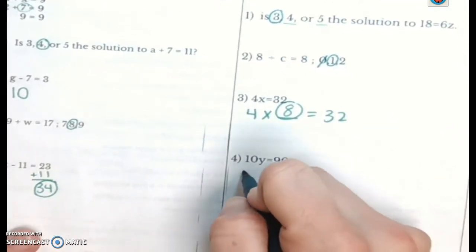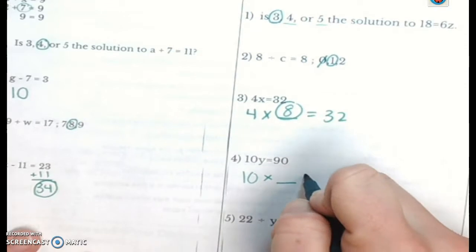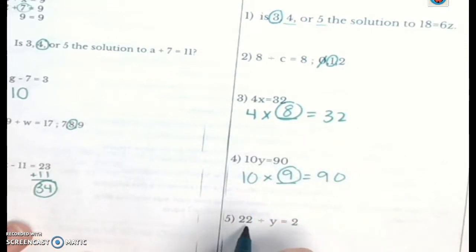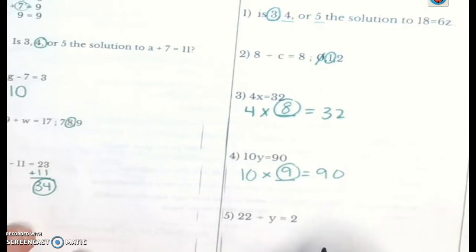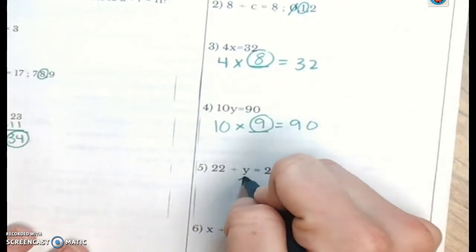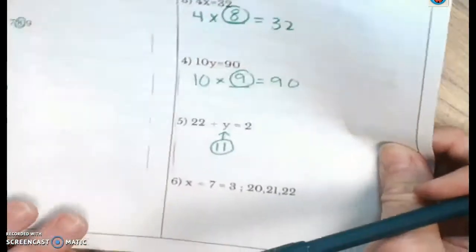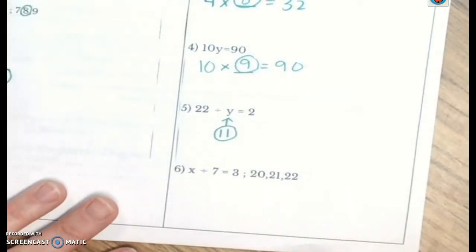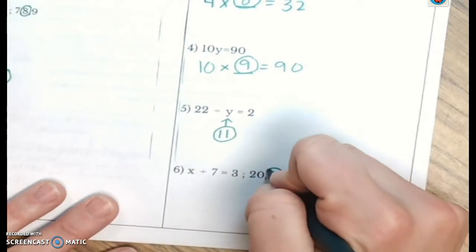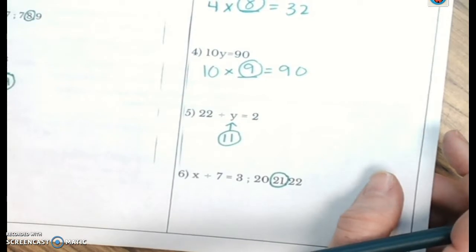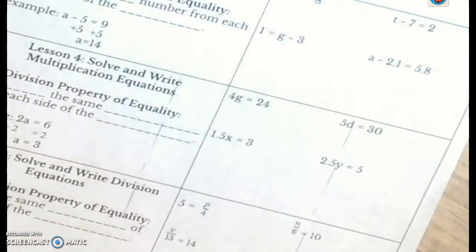Okay, this one means 10 times what equals 90? So your answer is 9. 22 divided by what equals 2? Your answer is 11. And on this one, they gave you some options. What divided by 7 equals 3? And that is 21. If you're having a hard time with that, you need to study your facts. And that's all of lesson 1.